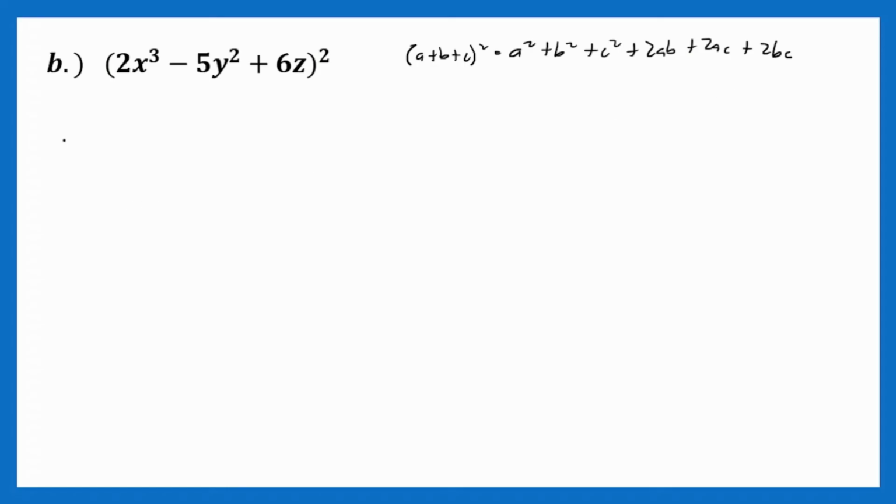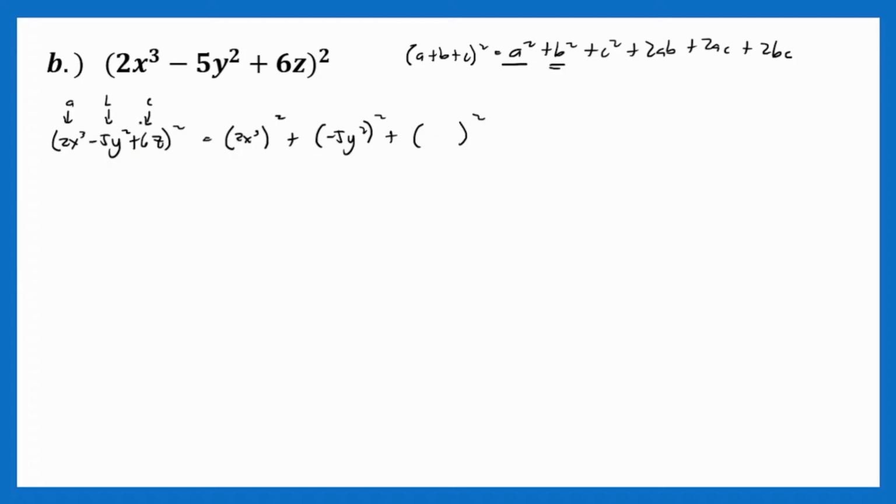Okay? So, bring down muna. 2x cubed minus 5y squared plus 6z squared. Label. This is A. This is B. This is C. Okay. So, A squared. Ito yan. So, 2x cubed yung nasa loob kasi siya yung A natin. B squared. Ayan, ito yun. So, that's negative 5y squared. Don't forget the sign. C squared. 6z.